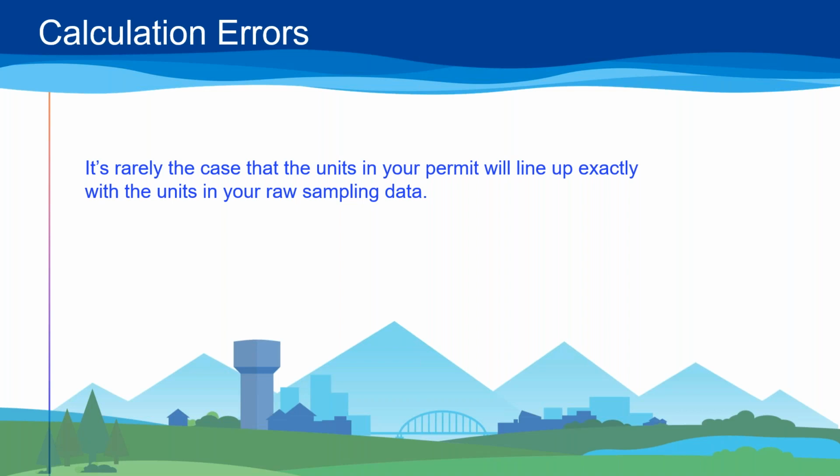It's rarely the case that units in your permit will line up exactly with the units in your raw sampling data. You'll need to perform calculations to convert that data to the units required in the permit. But when those calculations are performed by hand, they can be a major source of errors.